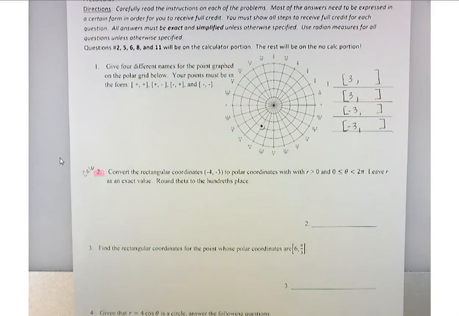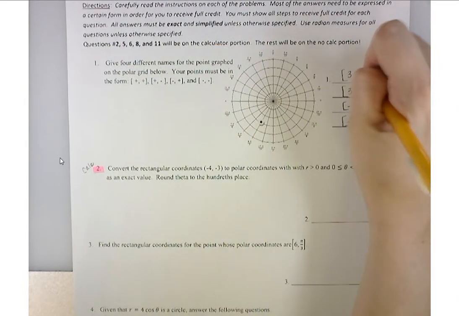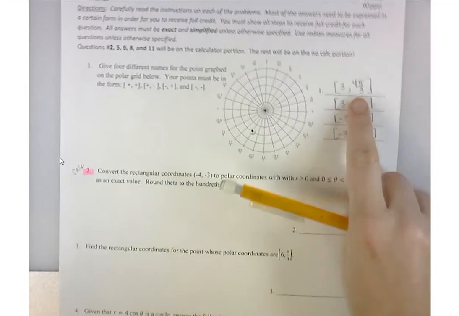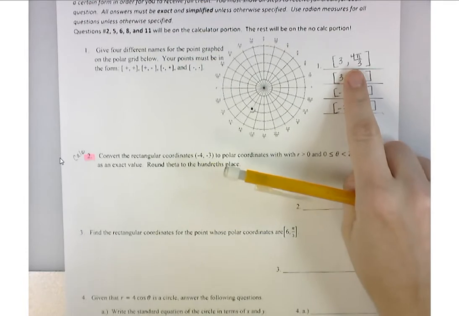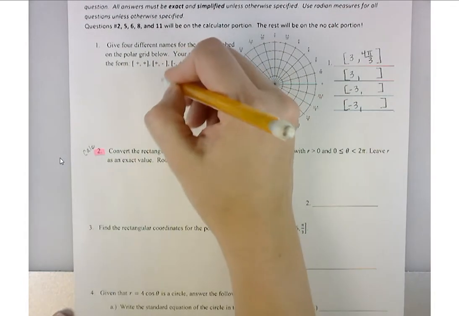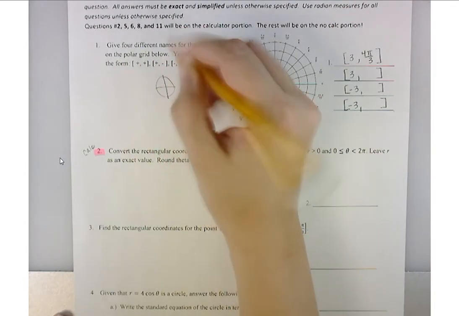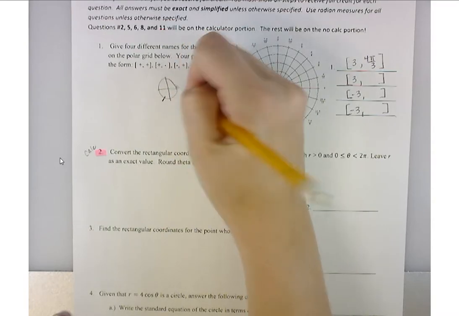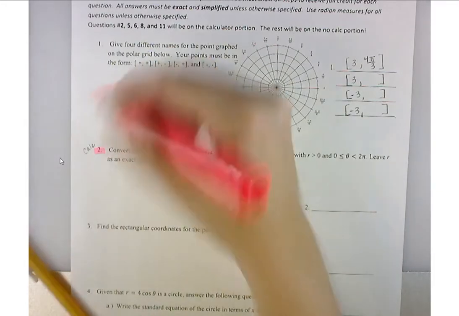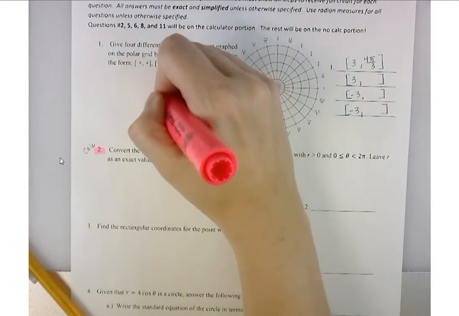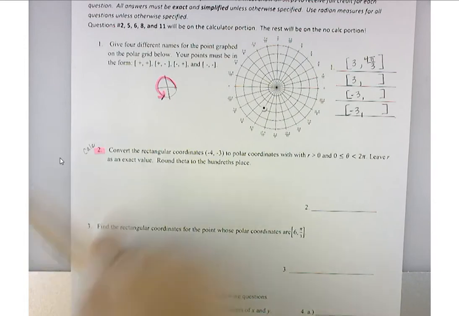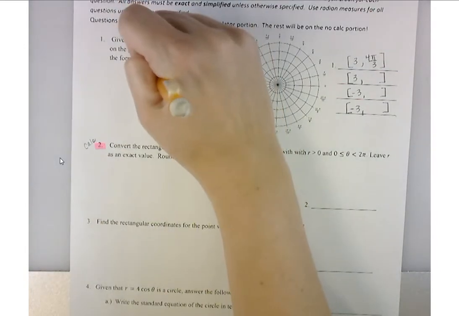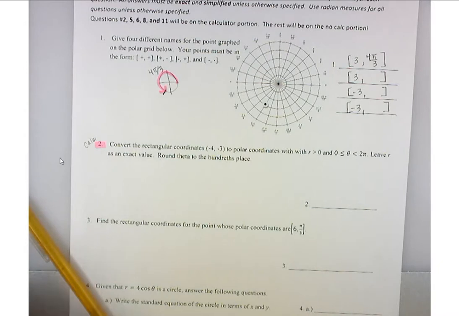Now, the positive, you can see, is on 4 pi over 3. But remember, every single angle has a positive name and a negative name. So if you're on the circle and you're starting here, this is where 4 pi over 3 is, right? I can go in the positive direction to get to 4 pi over 3, or I could do what? Go in the negative direction, which would be clockwise, right?